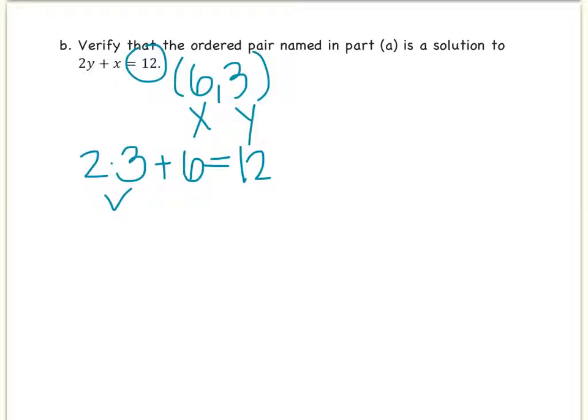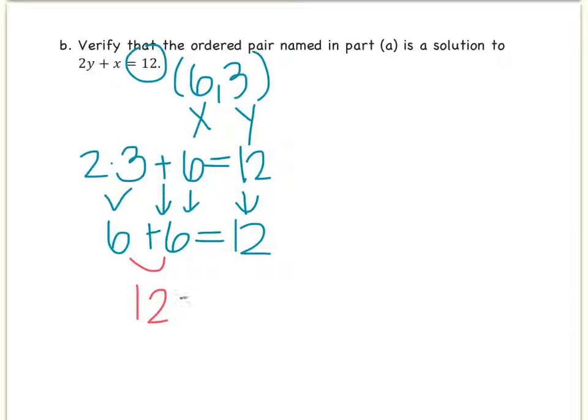So now I can simplify. 2 times 3 gives me 6. I'm going to bring down everything else. 6 plus 6 equals 12. Again, I have to simplify one more time. 6 plus 6 is 12, and 12 equals 12. Remember, since I plugged my solution into the equation and it works, that verifies that it is a solution.